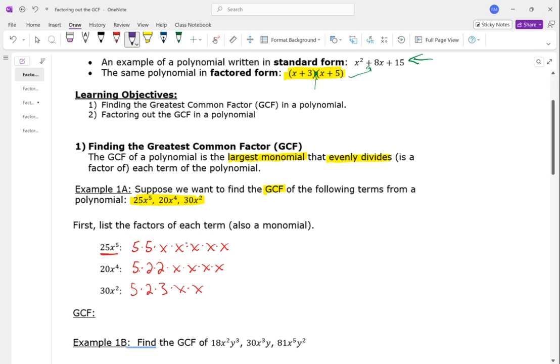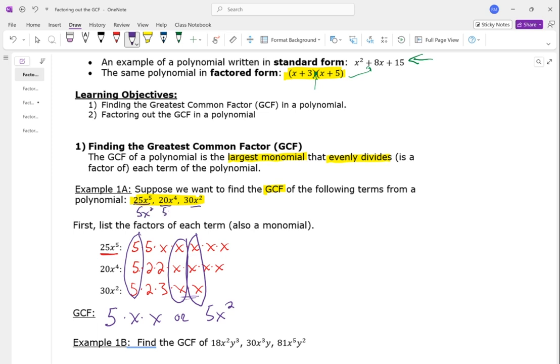So the greatest common factor is the factors that they all have in common. They all have an x in common, they all have another x in common. But since this one only has 2 x's, it only has those 2 x's in common. In terms of numbers, they all have a 5 in common. So the greatest common factor would be 5 times x times x, or 5x squared. So it's whatever we can divide into. I could divide each of these by 5x squared and have no fraction remaining.